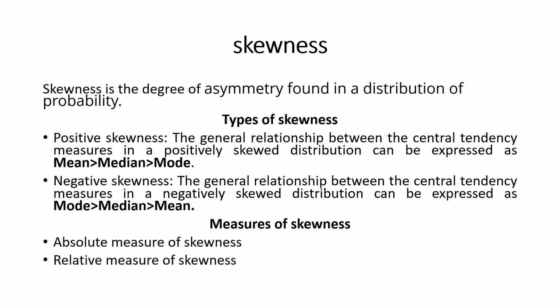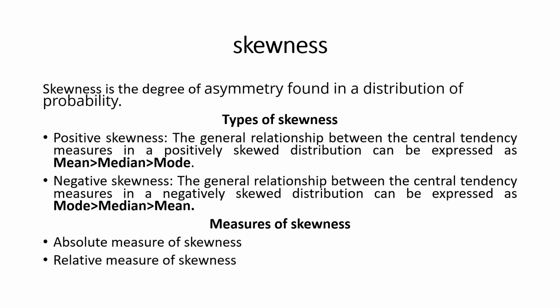Skewness, we have three types: symmetrical distribution, positive skewness, and negative skewness. Symmetrical distribution means equal distance on either side of the central value. They have the same frequencies. When they have the same frequencies, that type of distribution is said to be symmetrical.